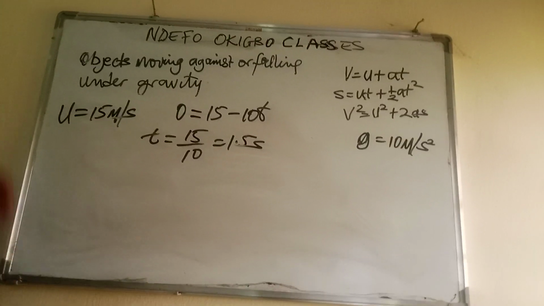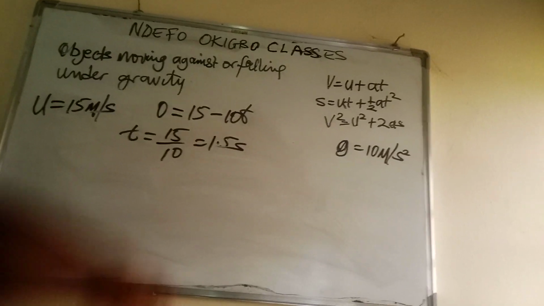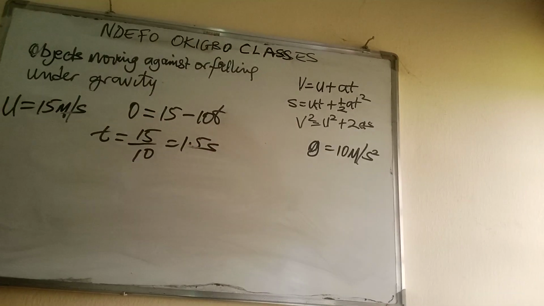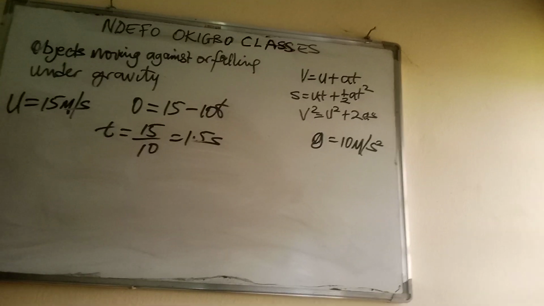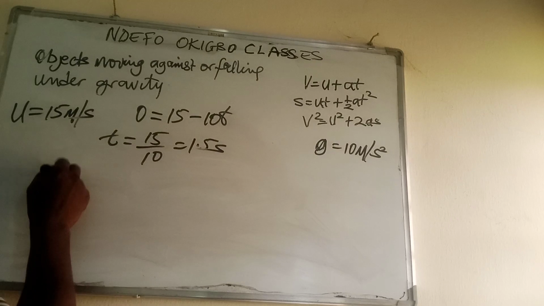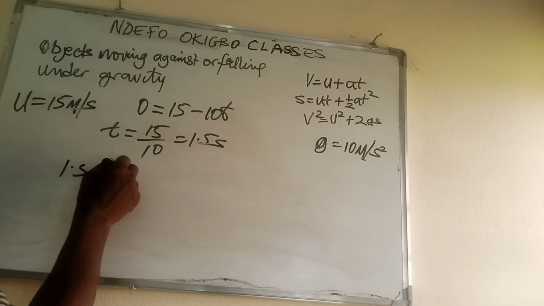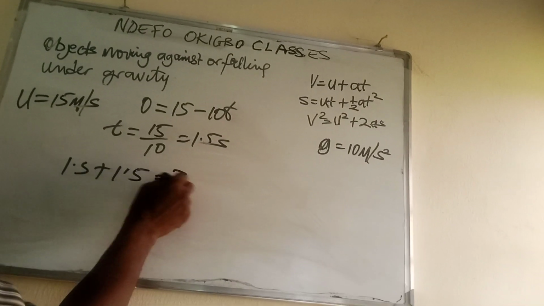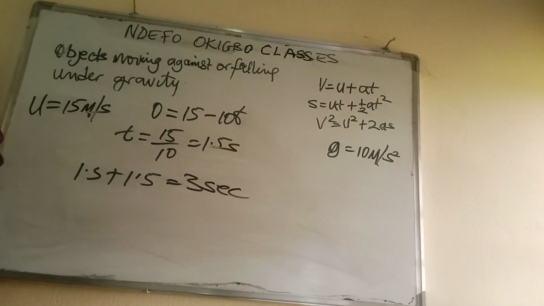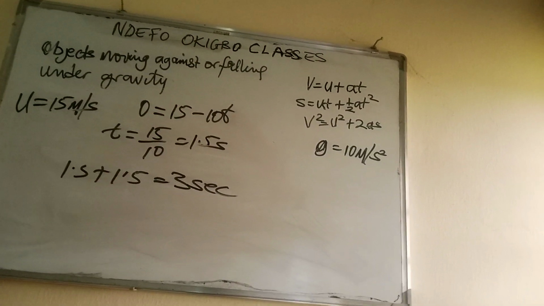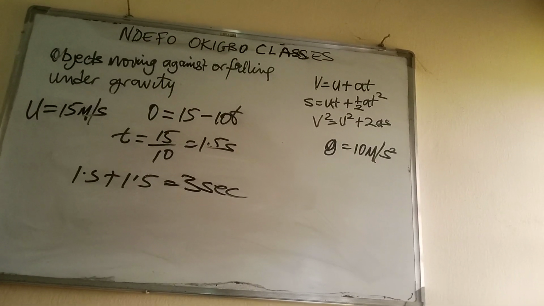So the time it took to go up and come back will be 2 times 1.5, which is 1.5 plus 1.5, which is 3 seconds. That is the time it used to go up and come back.